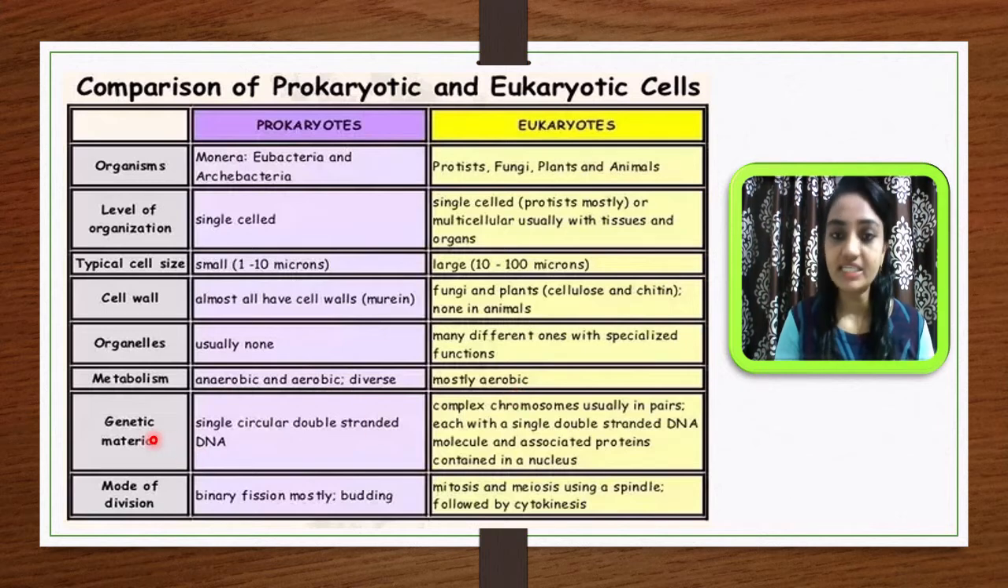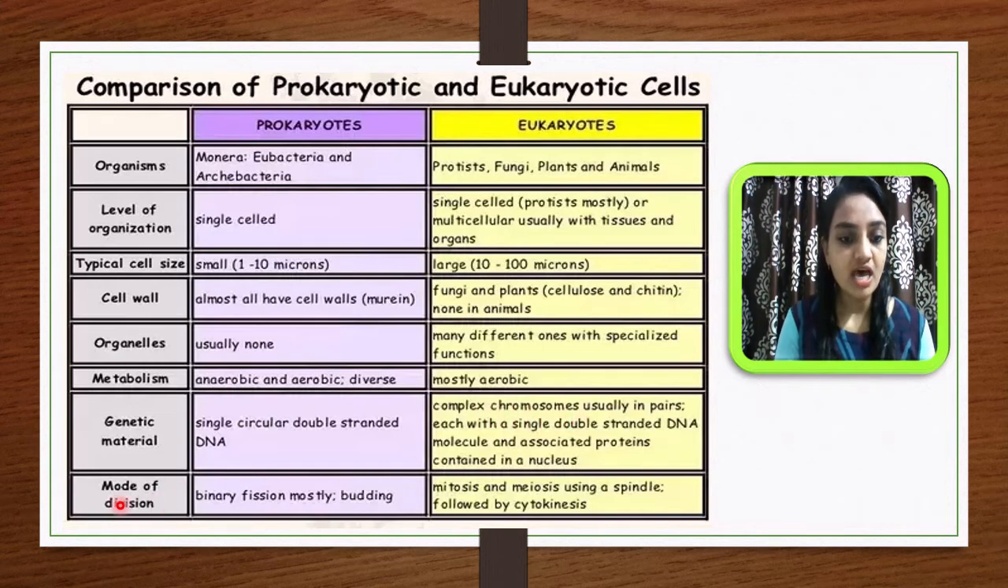Genetic material, so let me talk about genetic material. In the case of a prokaryotic cell, a single circular double-stranded DNA is found, whereas in eukaryotes you will observe a complex structure, and that is called a chromosome. In prokaryotes, chromosomes are not found. Here you cannot say that chromosomes are present, but in case of a eukaryote, you will observe a complex structure of DNA, and that is called chromosomes.